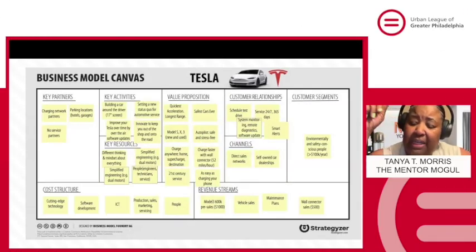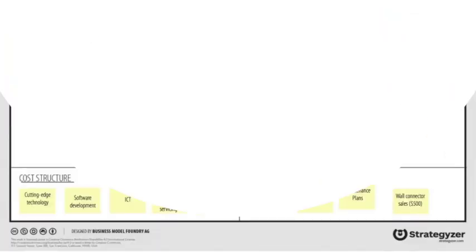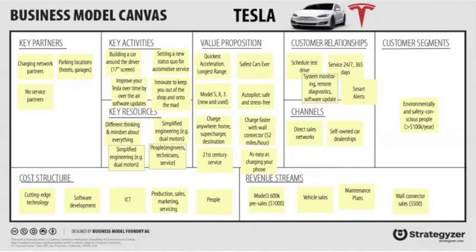But I want you to look at the right side of the canvas particularly. There are a couple of things that always jump out when you look at the right side of the canvas. One customer segment, just one. But look at how specific it is. Environmentally and safety conscious people making more than $100,000 a year.